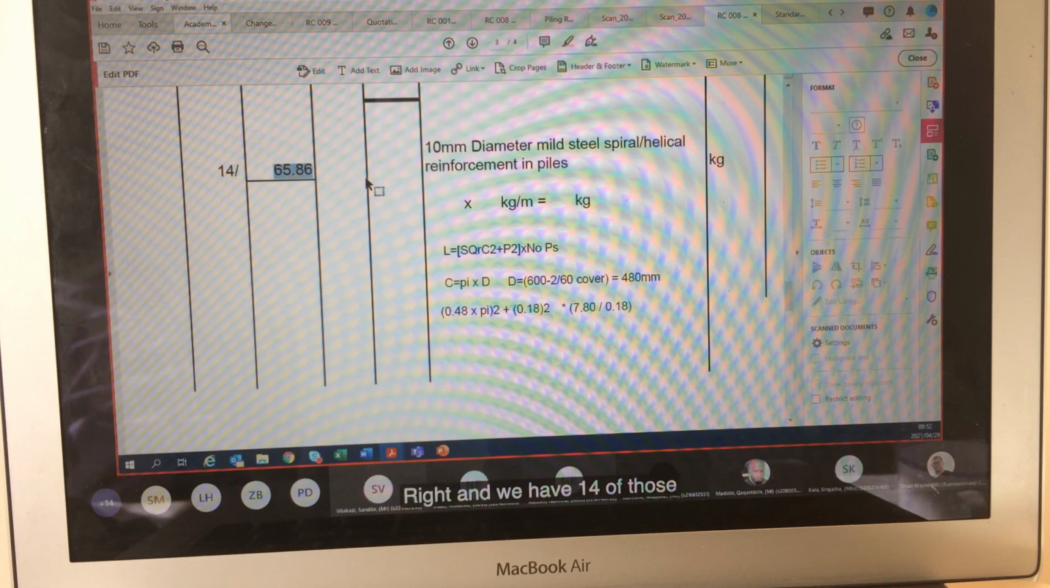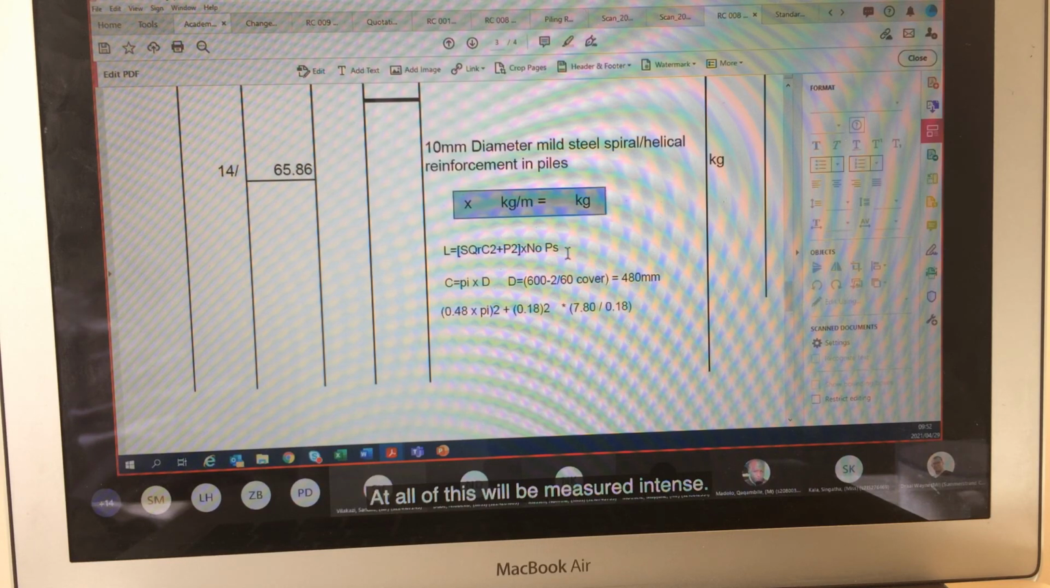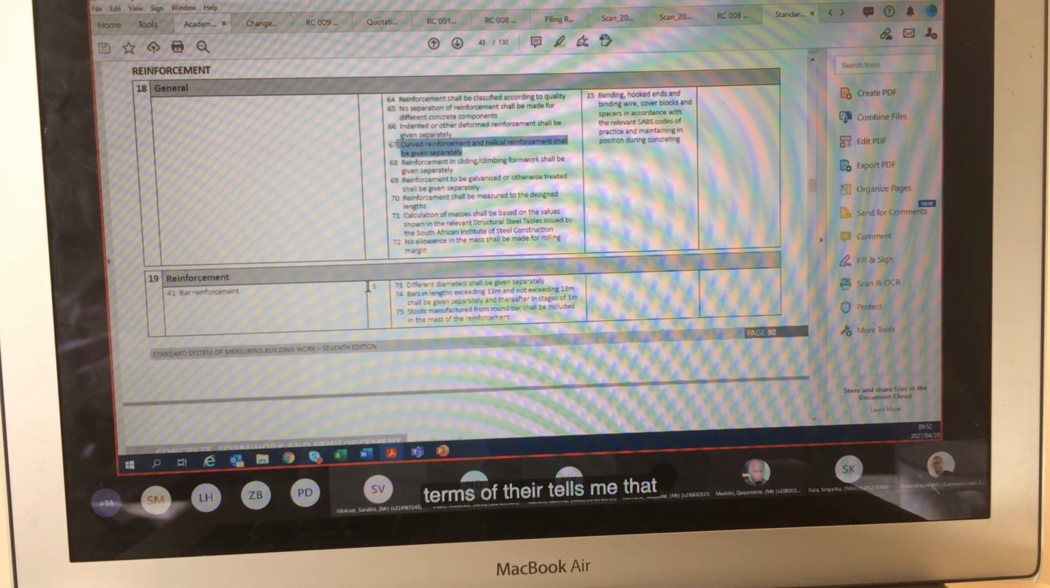Right? And we have 14 of those. And that is to determine the length of my spiral. But it also is important that we do not forget to indicate that all of this will be measured in tons. As per the standard system, that tells us that the steel will still be measured in tons.